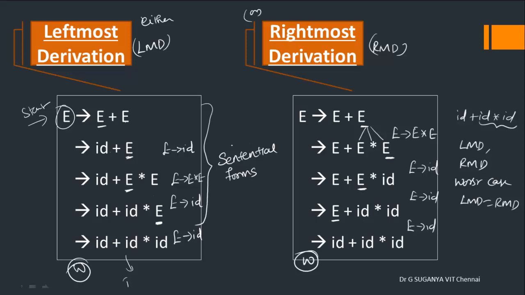Sentential forms belonging to leftmost derivation are called left sentential forms, and those belonging to rightmost derivation are called right sentential forms. Hope derivation is clear for you. We move on to the second method.